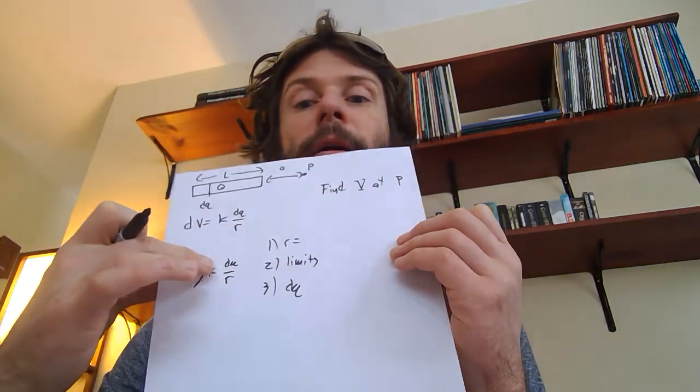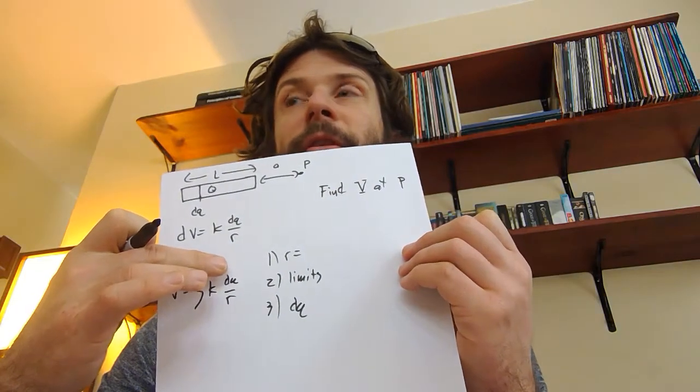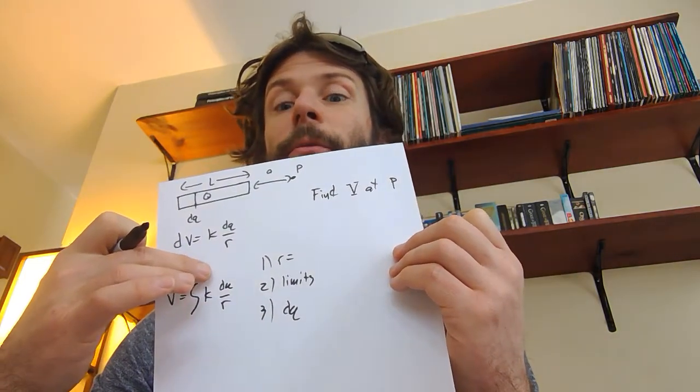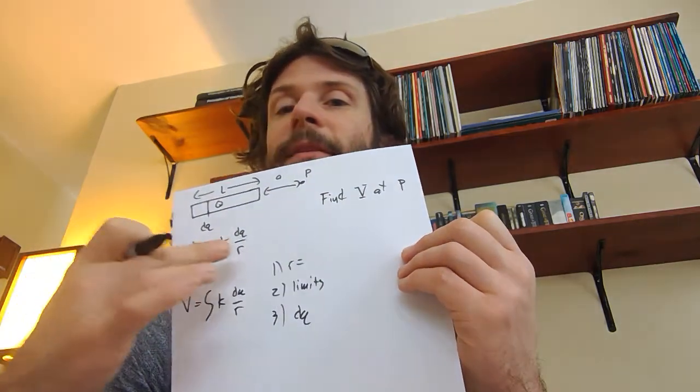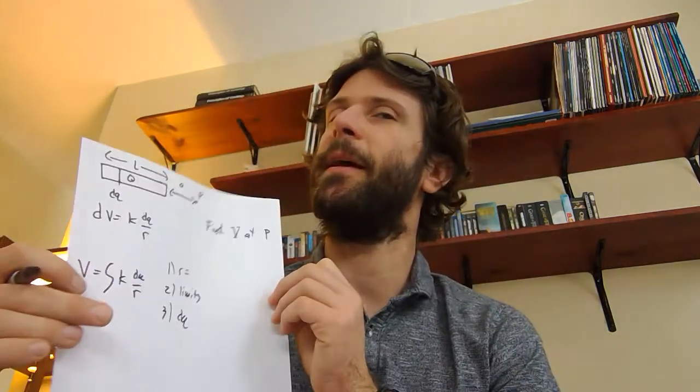So you'd end up with V is the integral of K dQ over R. But then there's the matter of changing dQ to something in terms of dx, and then your limits will be x equals something to x equals that final point. But I think I would mostly look at integrated assignment 2 problem 1 to fill these parts in. Cool.